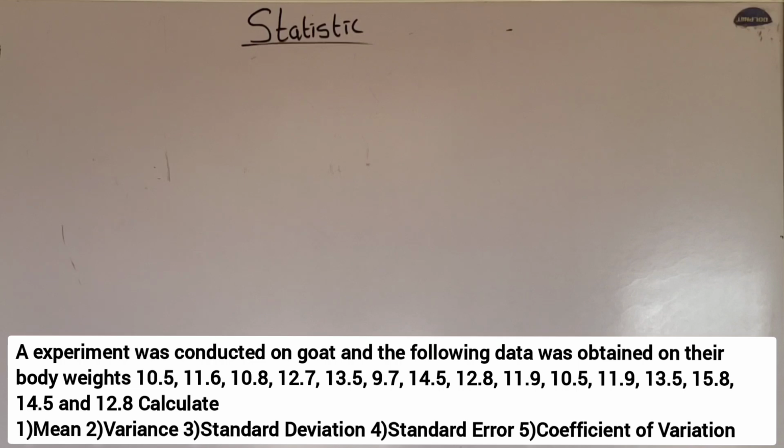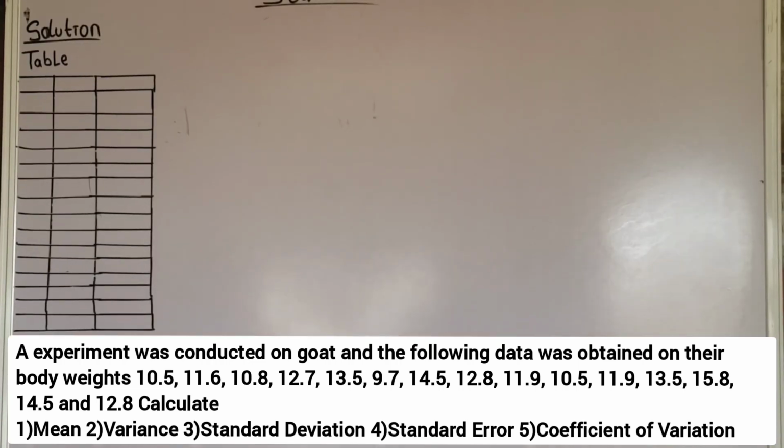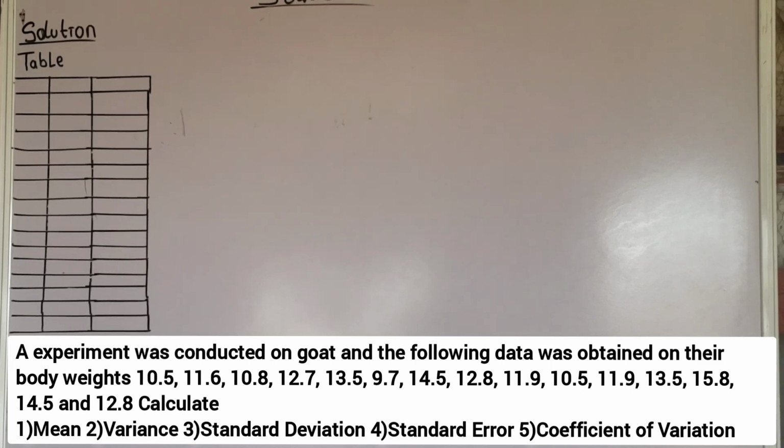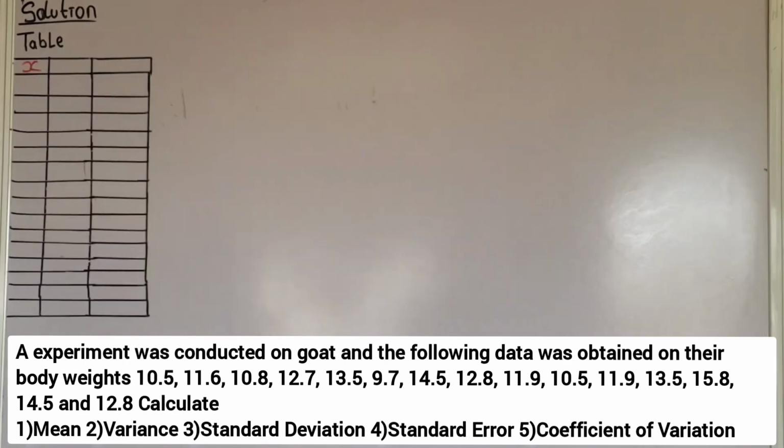Now, in an attempt to solve this question, the first step is to prepare your table. I have already prepared the table that I'm going to use to solve for the parameters that I need. You understand? We are given the body weight of the goats in kilograms. I'm going to represent the body weight as x. All the values that were given in the question are the body weight, so I'm going to represent those values as x. So let's write out all the values of the body weight.